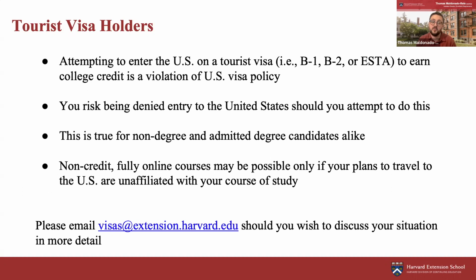And the really important thing to know is that if you attempt to enter the US as a tourist, but for the purposes of earning college credit, by taking one of these 4-credit extension school courses, that's a violation of US visa policy. The biggest risk is that you may be denied entry to the United States, or even further, you may be denied any future visa if they find out that this is something you're attempting to do. And it does not matter whether you are a new course taker, a non-degree student, or an admitted degree candidate, no one may enter the US for college credit on a tourist visa.